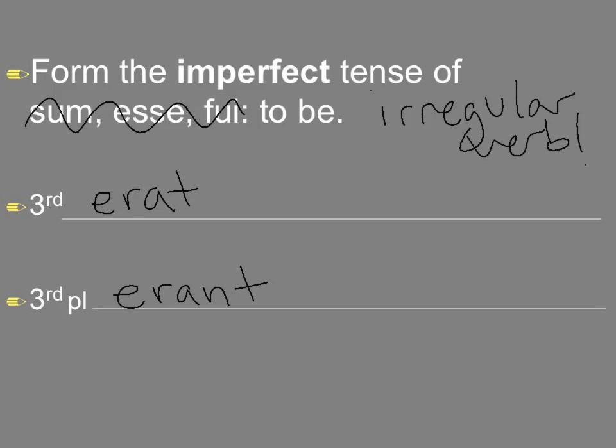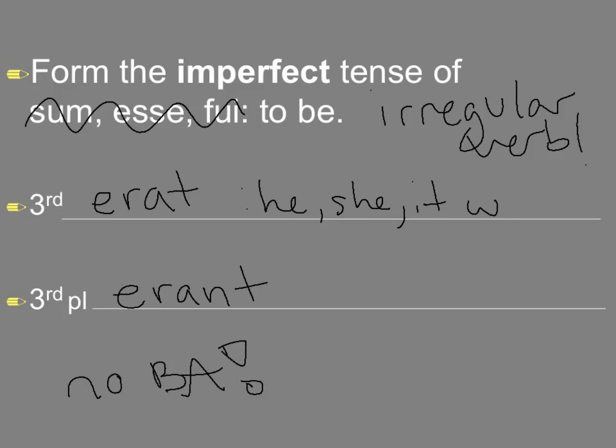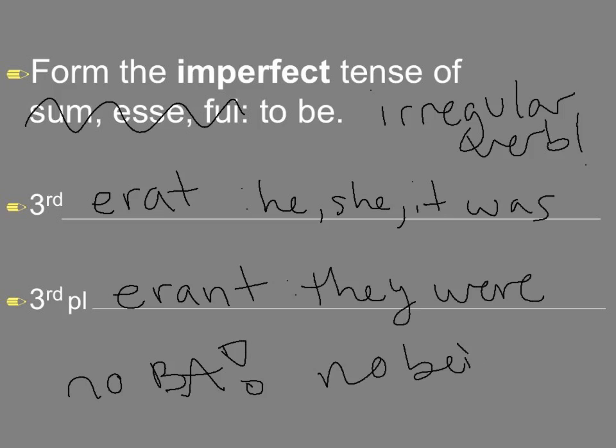So that means it breaks our BA. But it's still imperfect. It will translate as he, she, or it was. And then the plural, it'll be they were. We also have no being. I'm going to even erase it so it's no longer here.